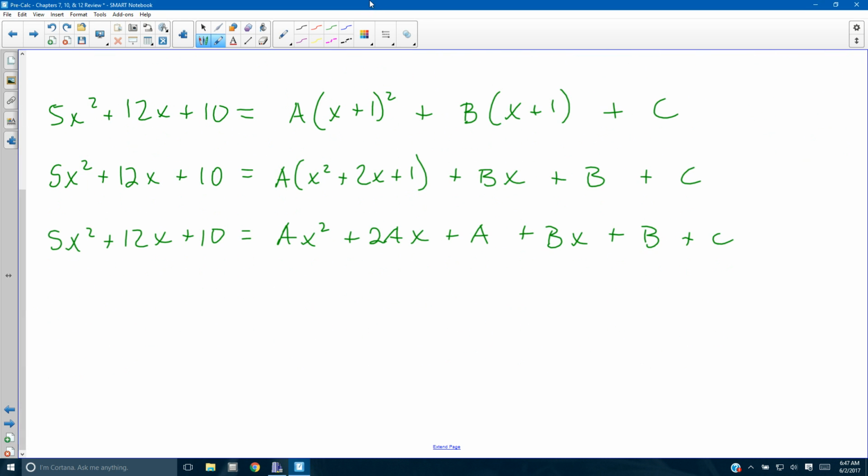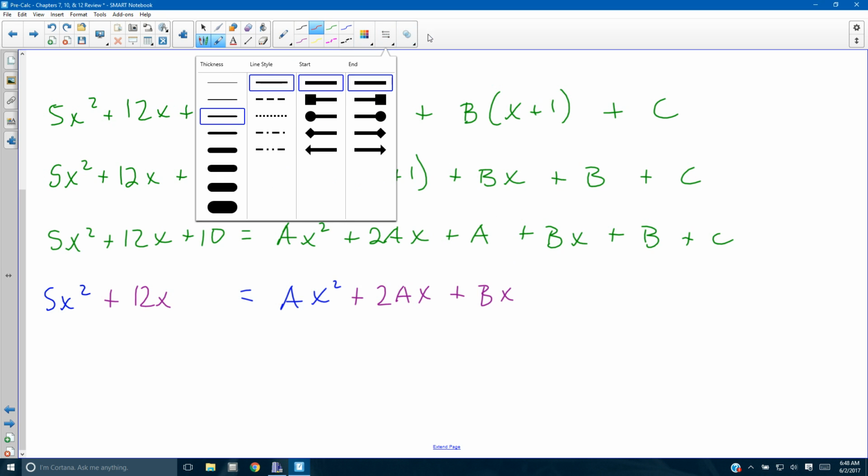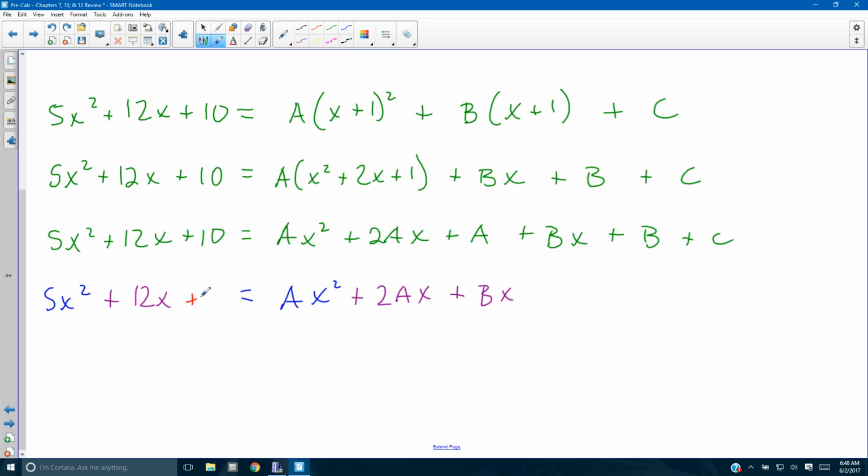I'm going to do a little bit of reordering here, and I'm going to color code this time. 5x squared: I'm going to group all my x squareds together. It looks like there's only one x squared term right here, so I'll leave that be: ax squared. Then I have plus 12x. The linear terms, I'm going to make purple here. 12x, so there's a 2ax and there's a bx. I'm going to group those together. And then plus c, let's go ahead and make red. The constant values, it looks like I have a, b, and c. Okay. One more look with these right here.